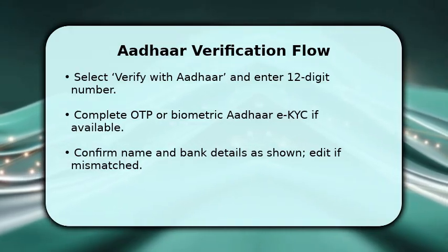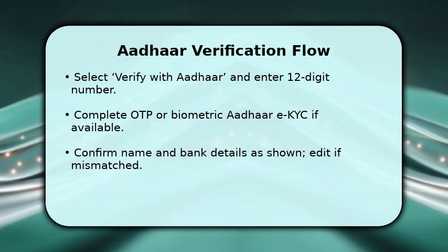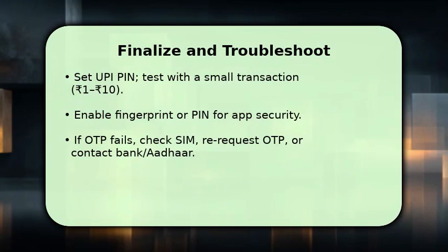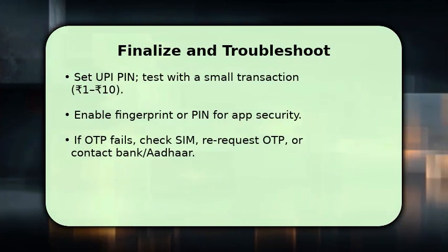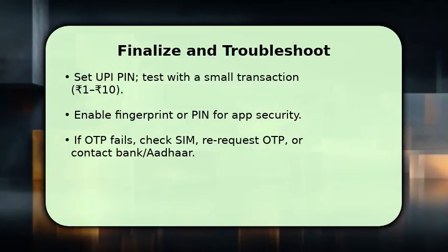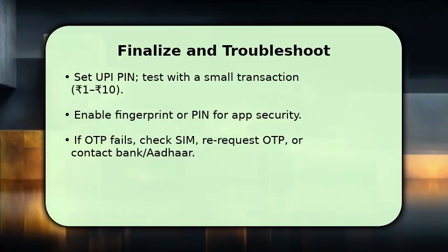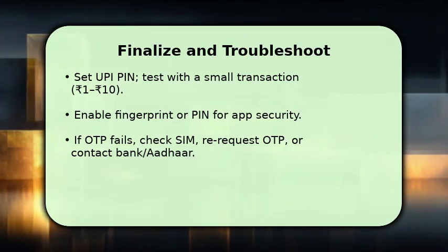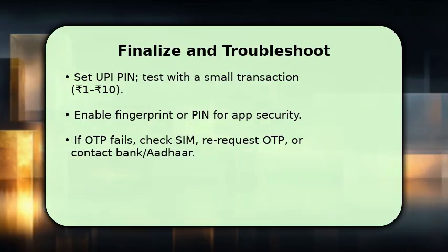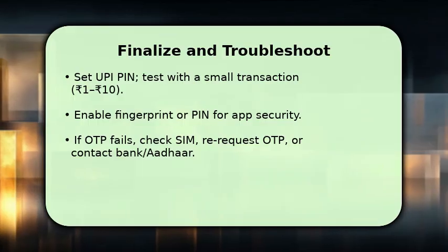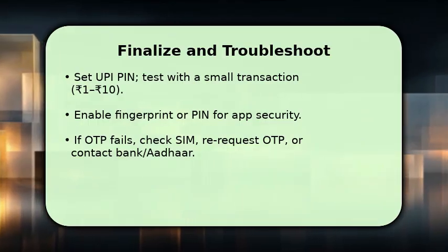After confirming, proceed to link your preferred bank account to Google Pay. Finish by creating or entering your UPI PIN so payments can be authorized. Choose a secure PIN and confirm it twice. Once done, perform a small test transfer to verify the link and observe the confirmation. Also enable fingerprint or app PIN for everyday security.